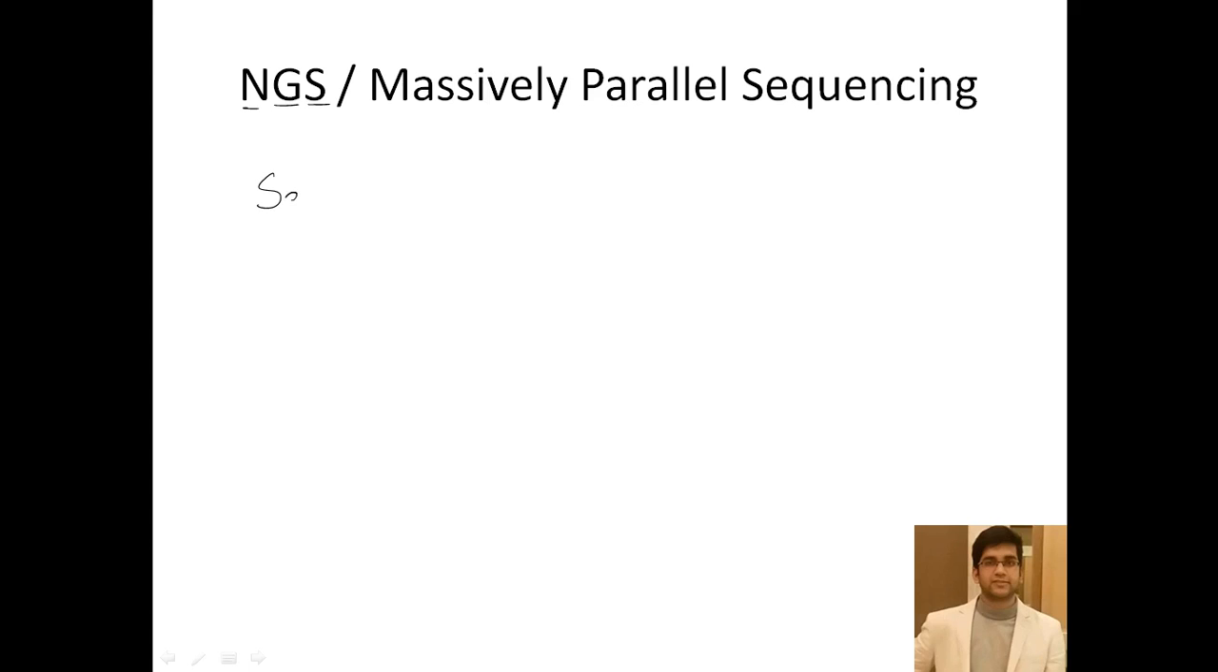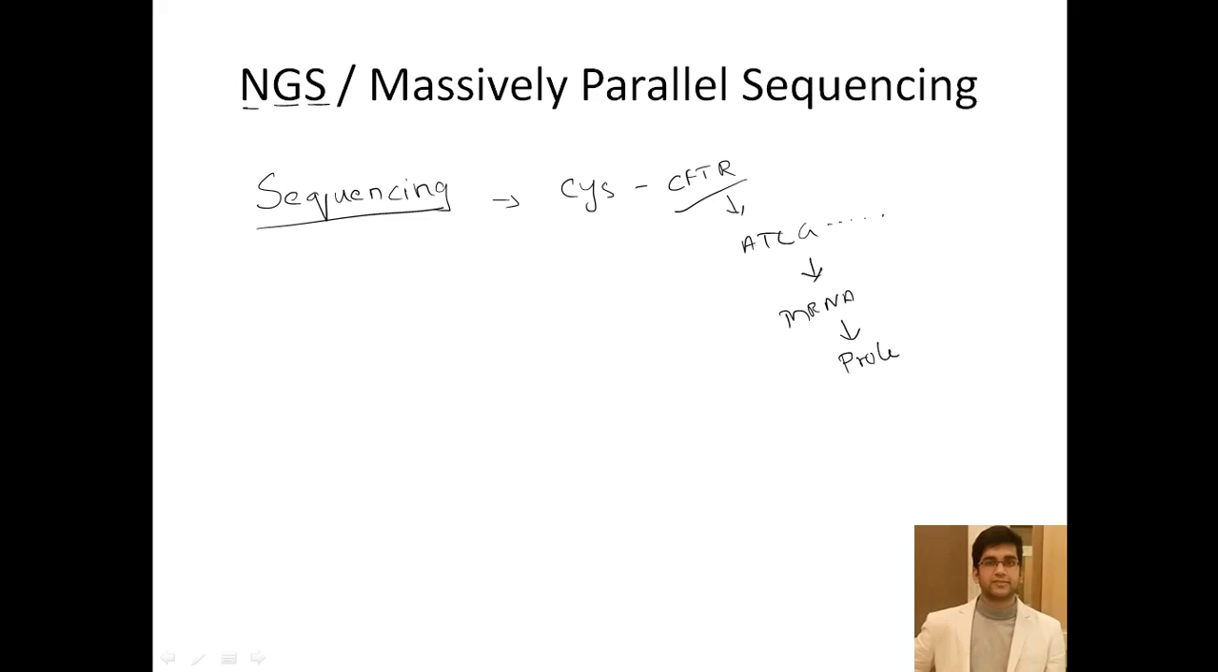First, what is sequencing? Before going for next generation sequencing, we have to know what is sequencing. For example, we all know cystic fibrosis is a disease with mutation in the gene CFTR. This has a sequence like A, T, C, G, and so on. This sequence will give rise to mRNA, which will give rise to a protein. We all know the most common mutation in cystic fibrosis also. So this is the sequence, and the change in amino acid is caused by one base pair most of the time.